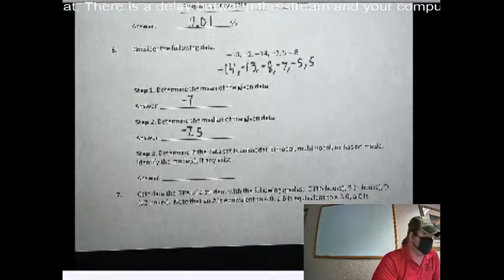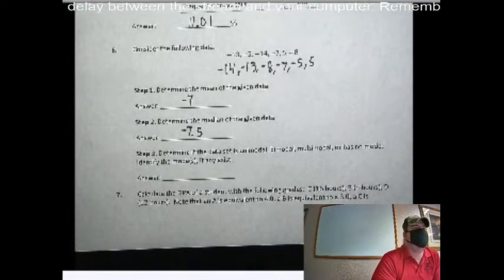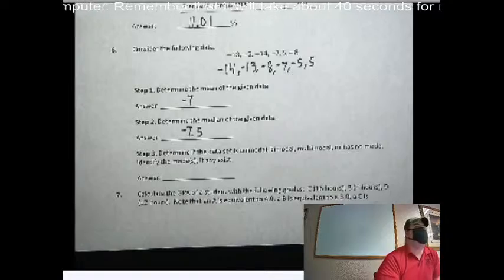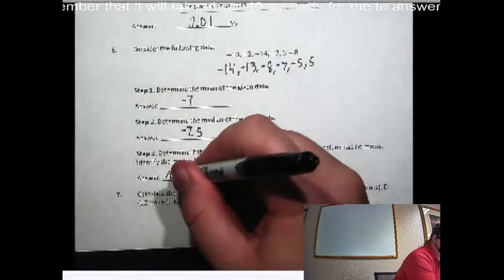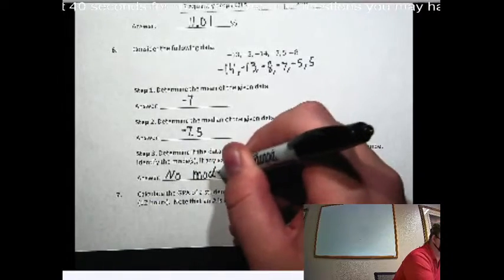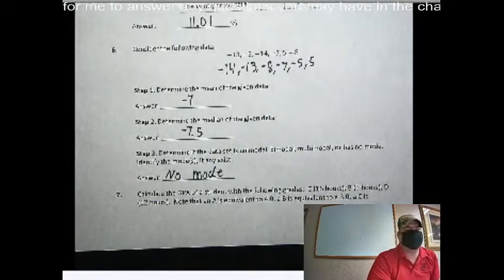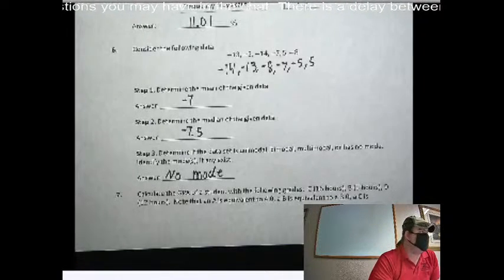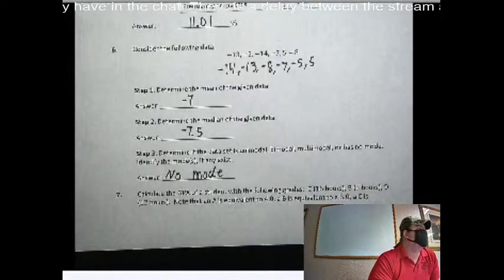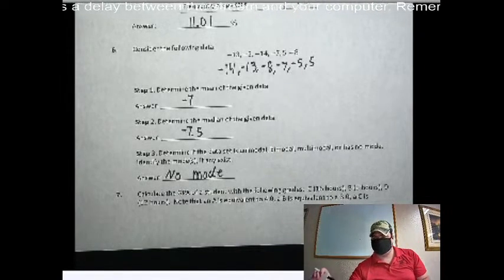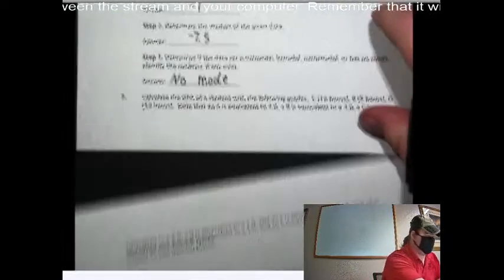Good. All right, last part. What is the mode? Yeah, do we even have a mode? No. For us to have a mode, we need a number that repeats. Well, none of these numbers repeat, so there's no mode. Very good. Any questions? None? Okay. Next.